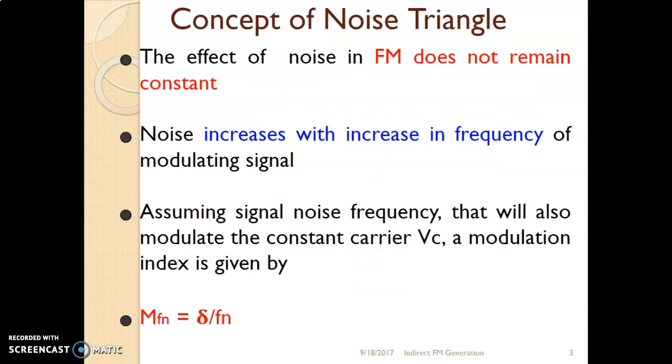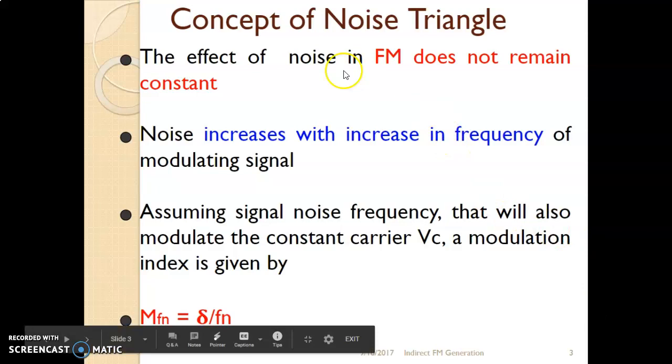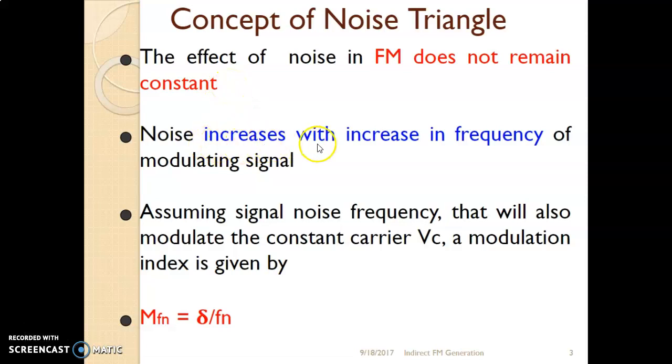So first we will understand the concept of noise triangle in FM and why we are talking about this topic. It is very important to remember that though we say that in frequency modulation amplitude does not matter, and changes in amplitude are not going to affect it, still the effect of noise will always be present in FM. This effect does not remain constant; the noise increases with the increase in the frequency of the modulating signal. At higher frequency, the noise signal affects more, and that is why we need to study the effect of noise on the frequency modulation signal.